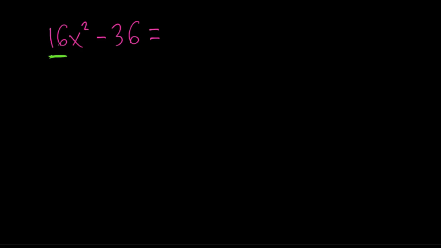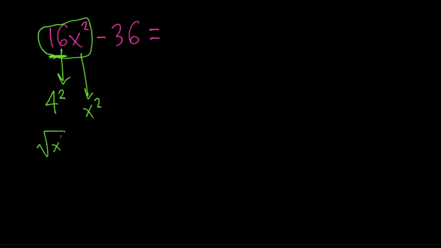So now that we have a number, but we can still see that this number here is still a perfect square, because 16, if you recall, is equal to 4 squared. And x squared is equal to x squared, right? And the root of x squared is x. And the same here. 36 is a perfect square because the root of 36 is equal to 6.